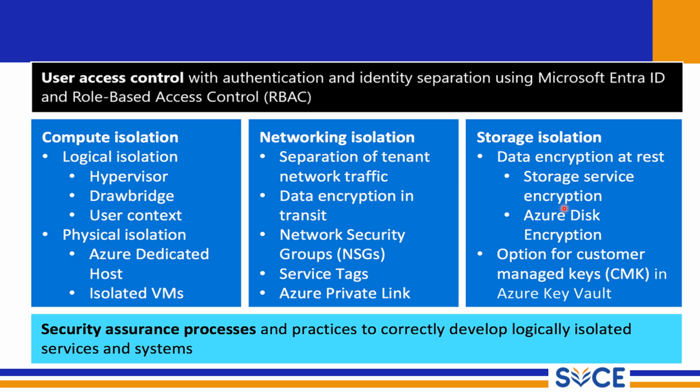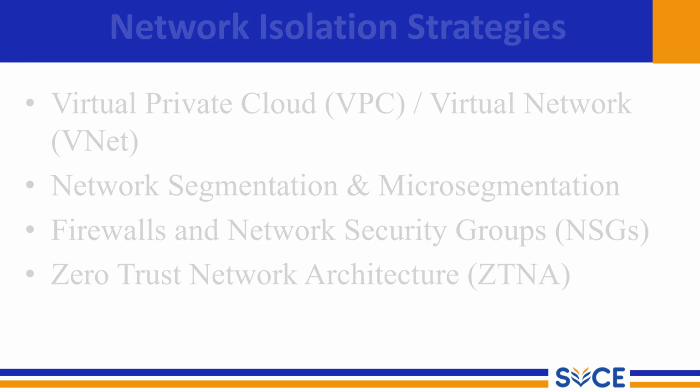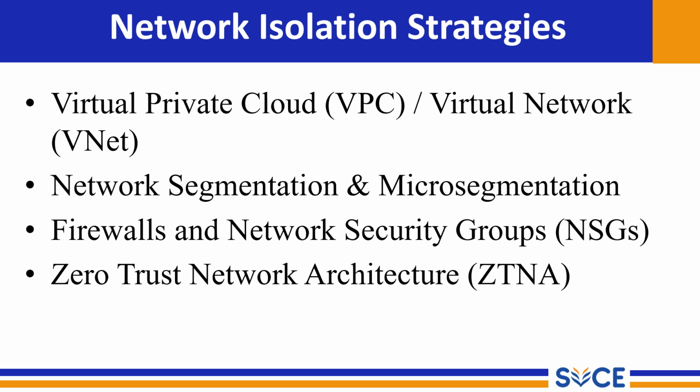So let us see them one by one. The first one is network isolation strategies. In these network isolation strategies, we use some key techniques. First, virtual private cloud, which we also call a virtual network. Second one, network segmentation and micro-segmentation. Third one, firewalls and network security groups, that is NSG. And last one, zero trust network architecture, that is ZTNA.